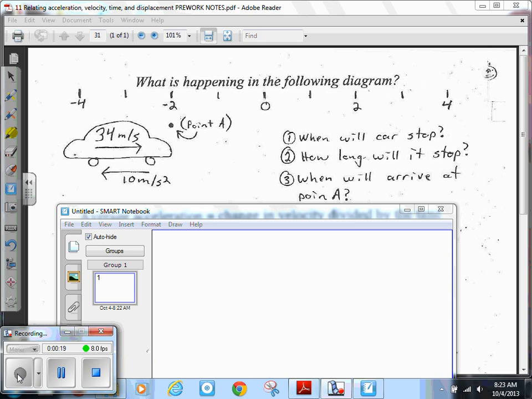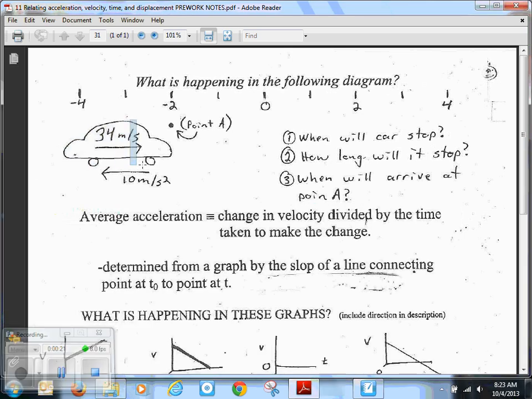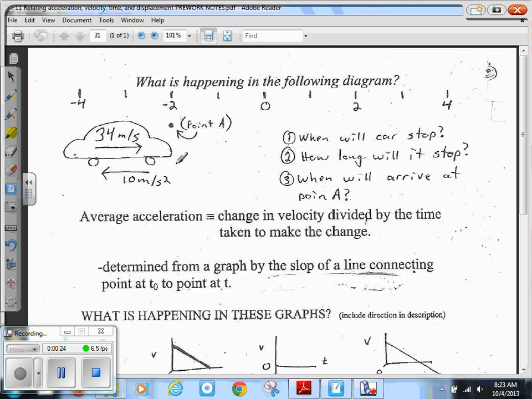If you see, this car here has an initial velocity, and it also has acceleration. Here's your velocity. Here's your acceleration. Right here is point A. And on the displacement scale, it's at -2, it looks like. So the 3 questions you have to answer are, when will the car stop? How long will that car stop? And when will that car arrive at point A? Those are the 3 questions that you have to answer, okay?